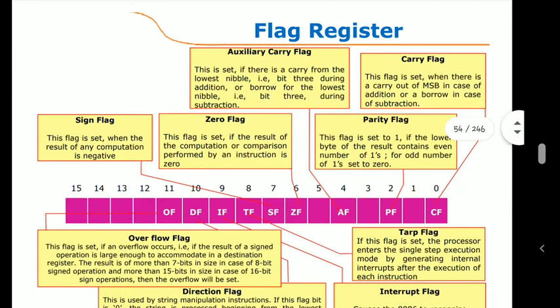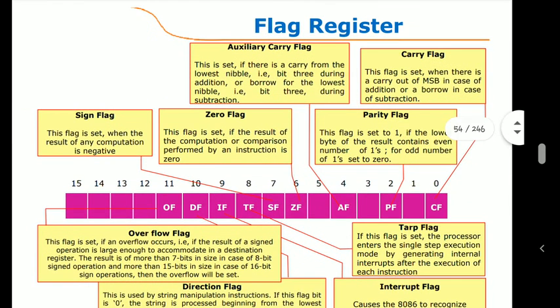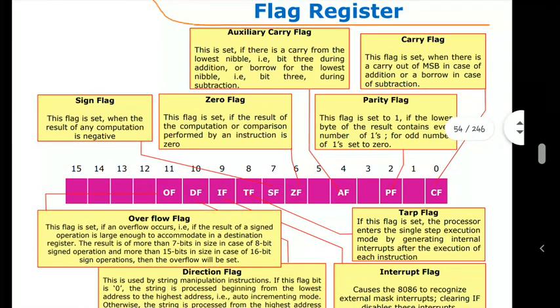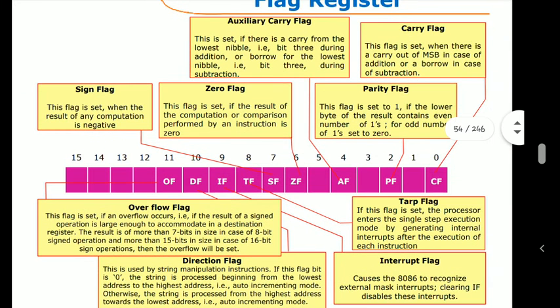So this is the entire operation of the flag register. The sign flag is set when the result of the computation is negative. The zero flag is set when the result of the computation or comparison performed by the instruction is 0. The parity flag is set to 1 when the lower byte of the result contains an even number of 1s; for an odd number of 1s it is set to 0.